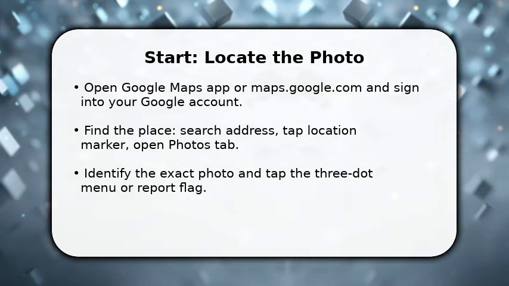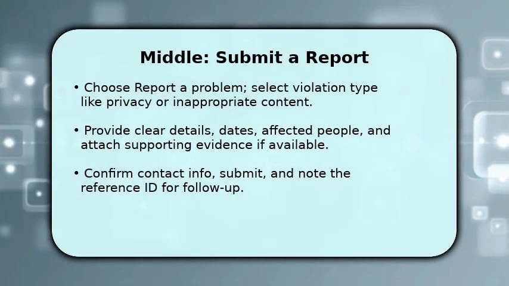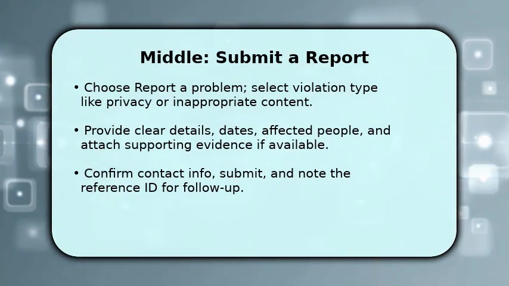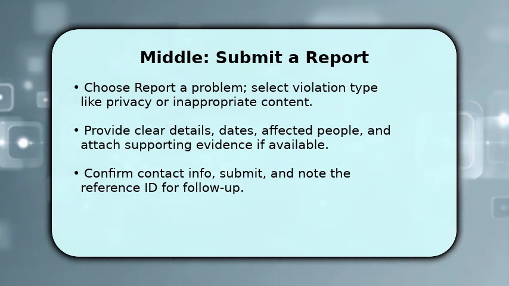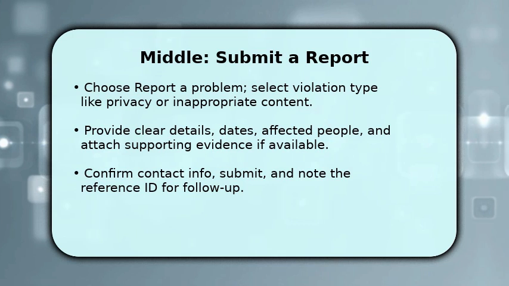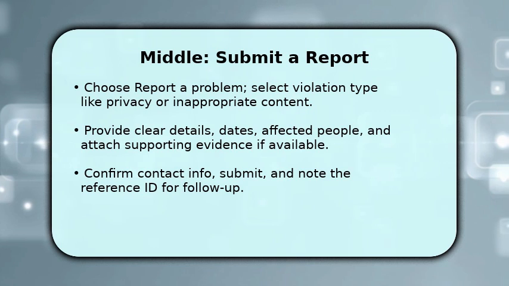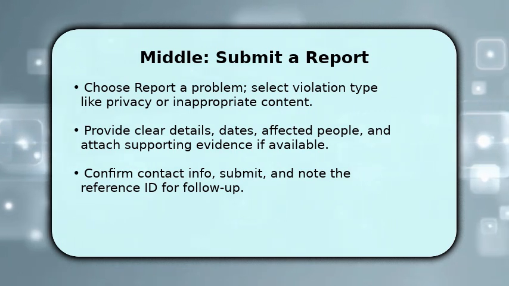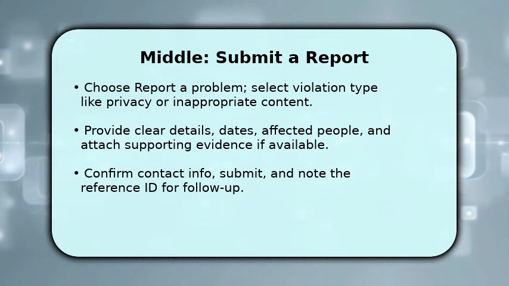Now submit a focused report so reviewers can act. Select Report a Problem and pick the correct reason: privacy, intimate content, copyrighted work, or inaccurate depiction, because proper categorization speeds review. Write a concise explanation: what's wrong, who's harmed, and when it was taken. Attach screenshots or ID if required, then confirm your contact email so Google can update you.